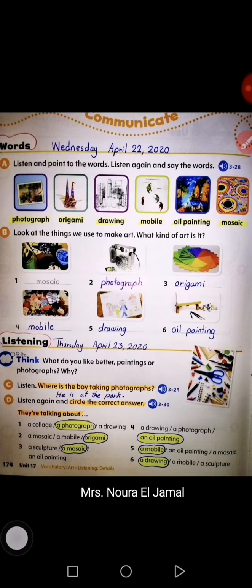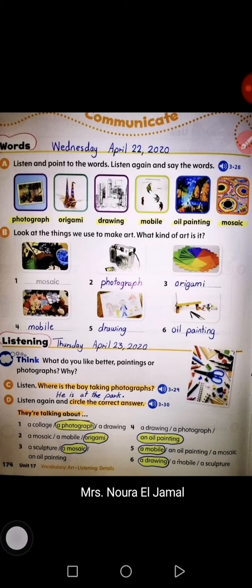Now let's move to page 174. Photograph. Origami. Drawing. Mobile. Oil painting. Mosaic. Number 1 here in exercise B, this is mosaic, of course, because there are many colorful materials here to form the mosaic.